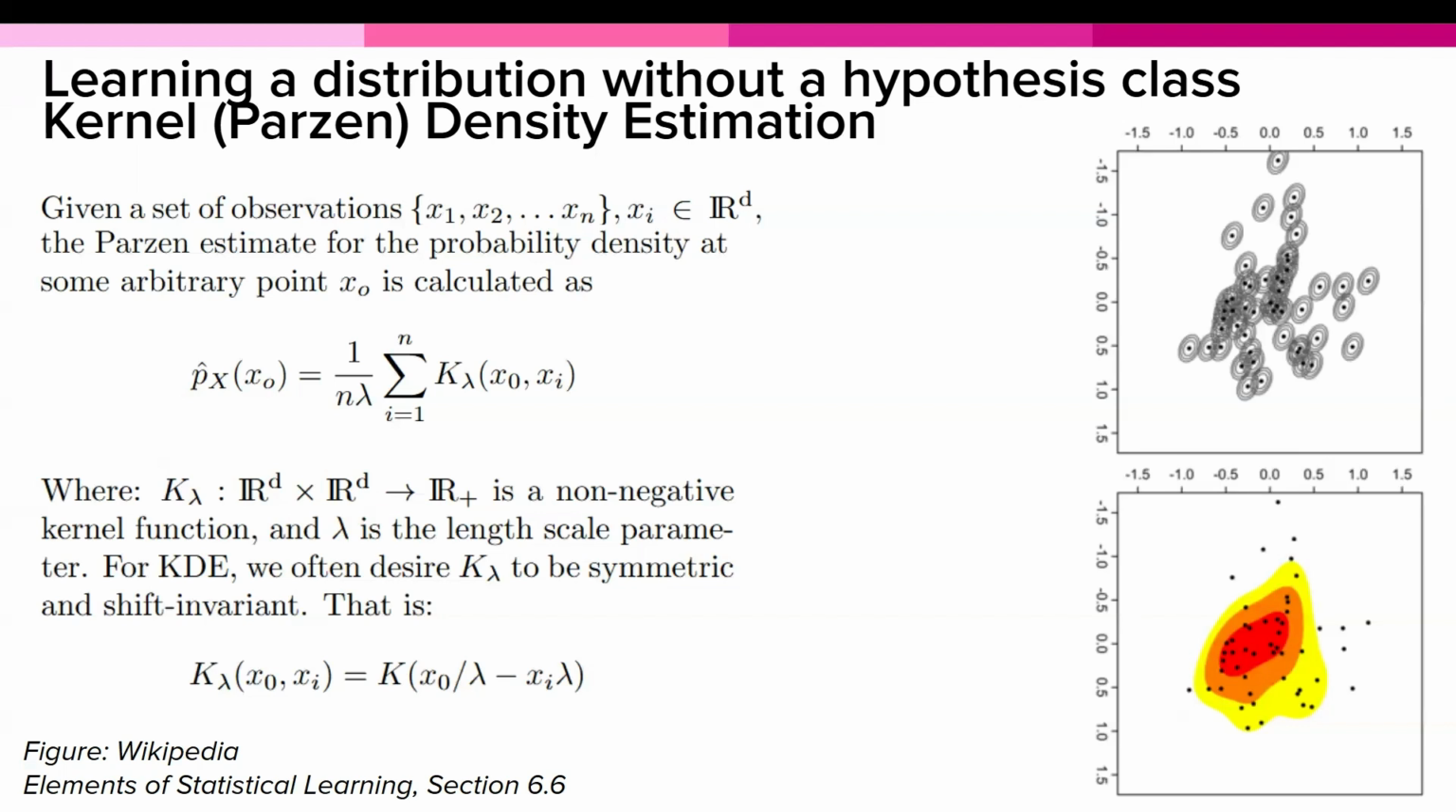If the length scale is too small, the resulting density estimate will be spiky. It'll be sensitive to noise. On the other hand, if it's too large, the estimate will be overly smooth and miss finer details in the data.